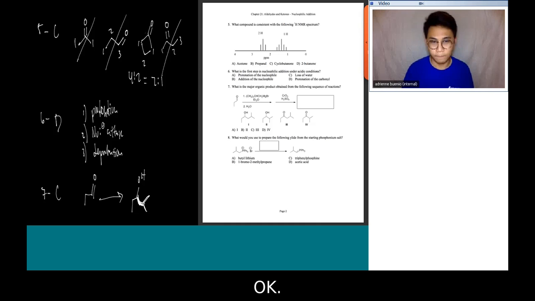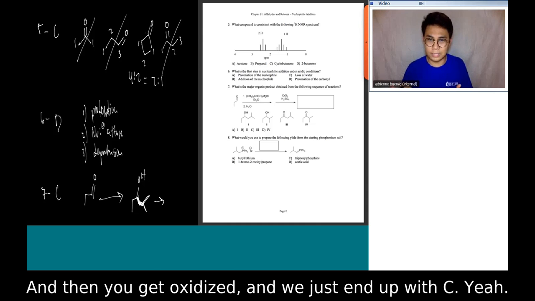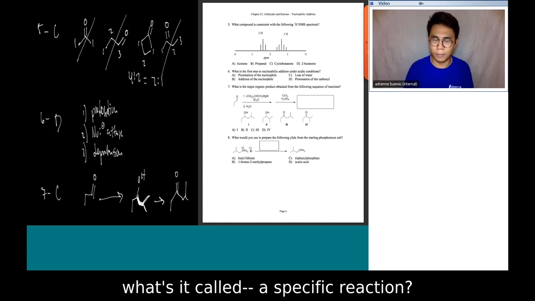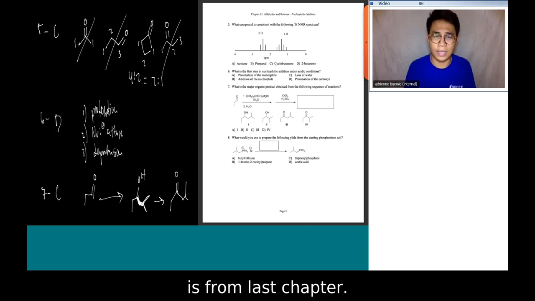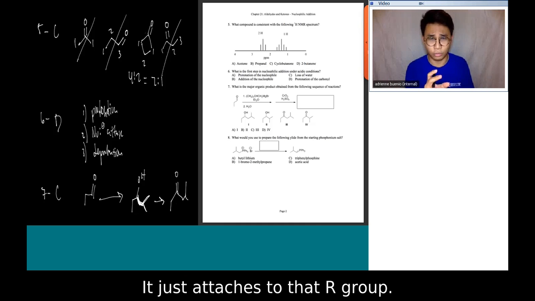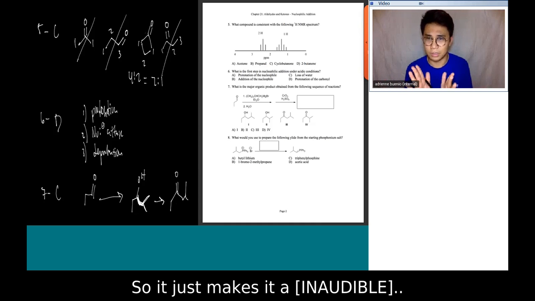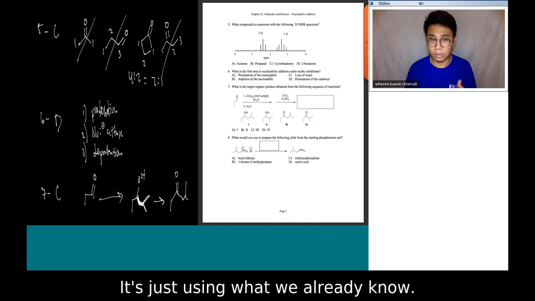This should be your intermediate, and then you get oxidized, right? And you just end up with C. But yeah, and you see how this isn't really a specific reaction, right? We know this is an organic Grignard reagent, which is from last chapter. We know what it does. It just attaches that R group, and then we know CrO3 is an oxidizer, so it just makes a double bond, right? So there's no specific reaction here. It's just using what we already know.